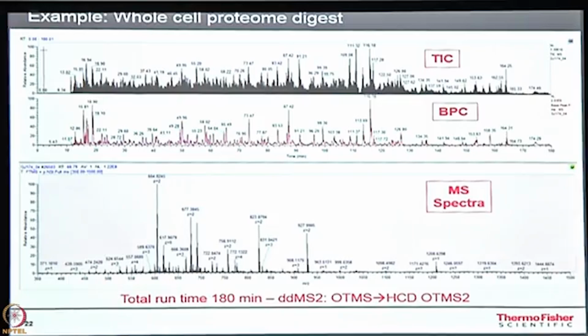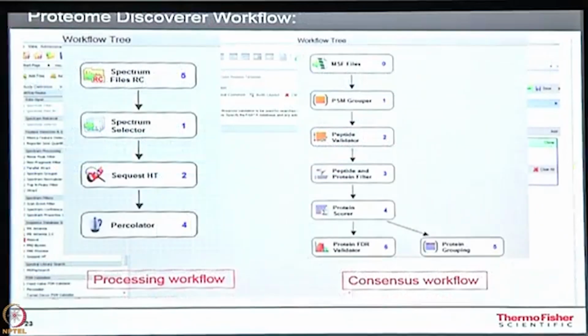Now when we search this data in PD with these two workflows. So in PD you have two workflows. One is the processing workflow, where we search the data against the database using Sequest, and after getting the peptides, those peptides may be false positives or false negatives. So you have to validate those peptides. That is done in the consensus step, where we do the peptide validation as well as protein validation, and we will ultimately get the data.